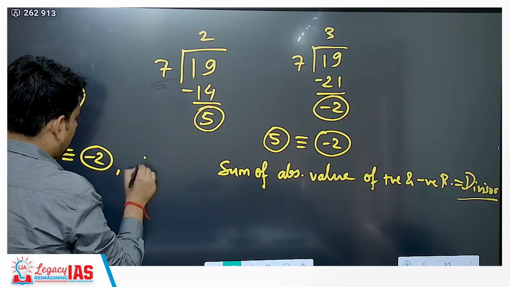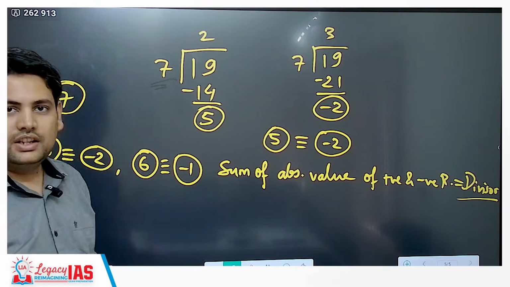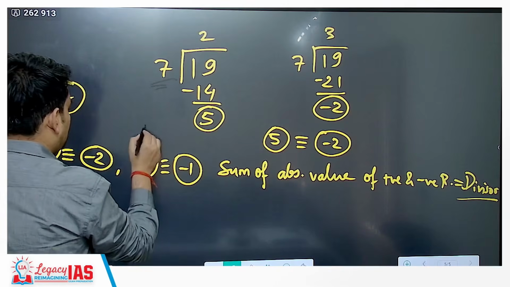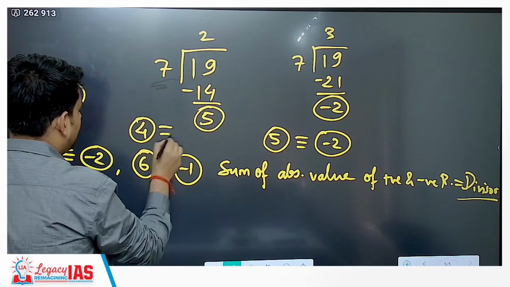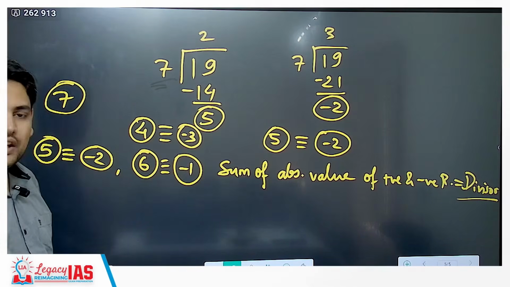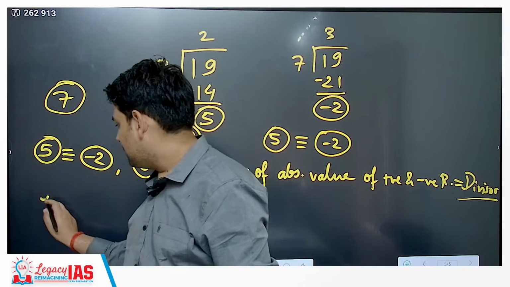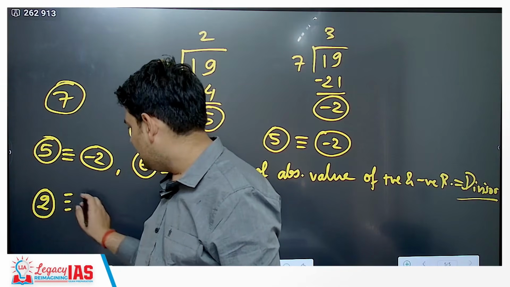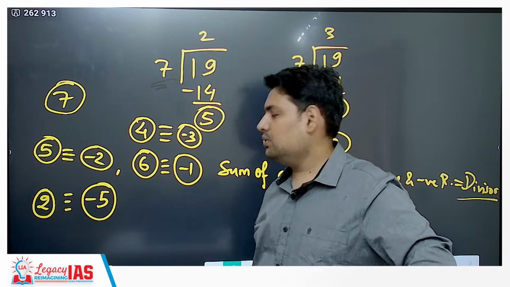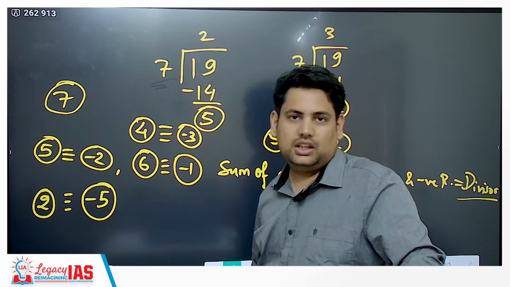Let's say 6 would be equivalent to what? Minus 1. 6 would be equivalent to minus 1. So 6 plus 1 is again 7. Then look, 4 would be equivalent to minus 3, because again 4 plus 3 is 7. Similarly, you can make all kinds of pairs, and the opposite pair can also be made. So 2 is equivalent to minus 5. If I tell you any negative remainder, how will you find the positive remainder? You just add 7 to it.